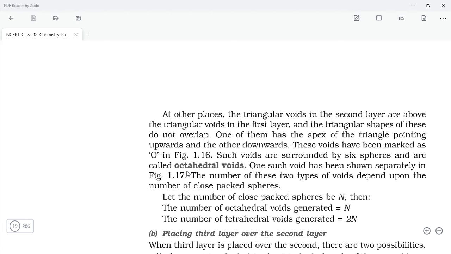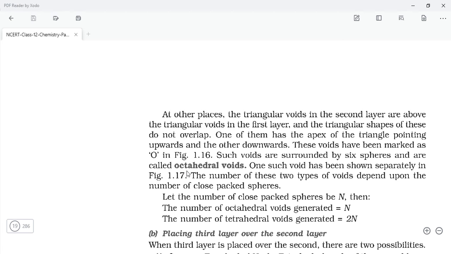The structure of these two types of voids depends upon the number of close packed spheres. Let the number of close packed spheres be n. Then the number of octahedral voids generated is equal to n, and the number of tetrahedral voids generated is equal to 2n. Now you might understand the logic, and I will tell you the logic, but it is very important to remember these formulas. The number of octahedral voids generated is n.